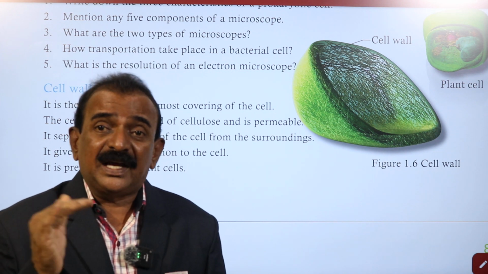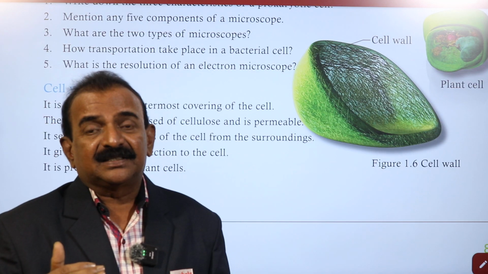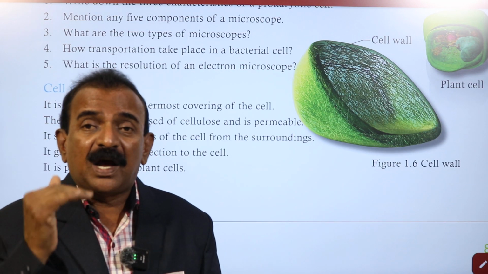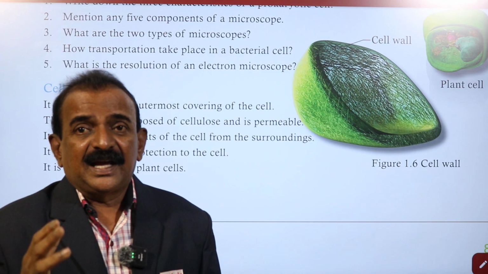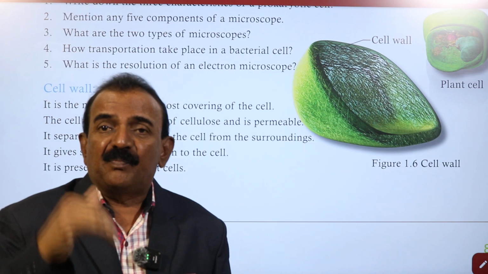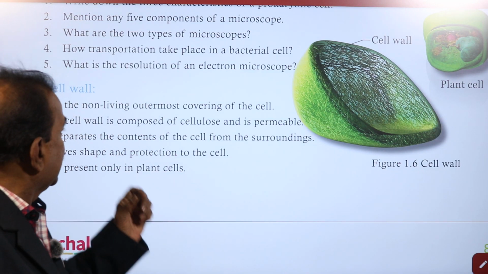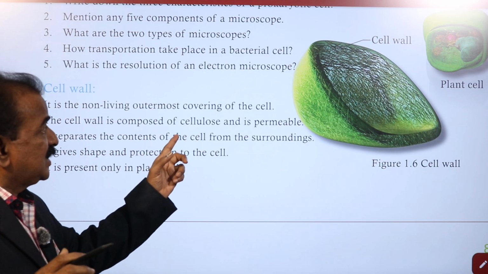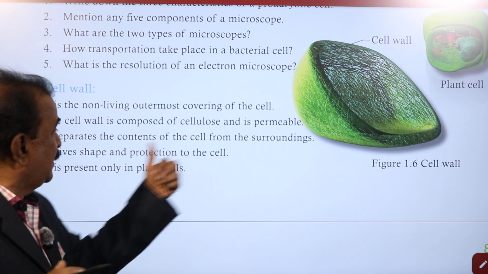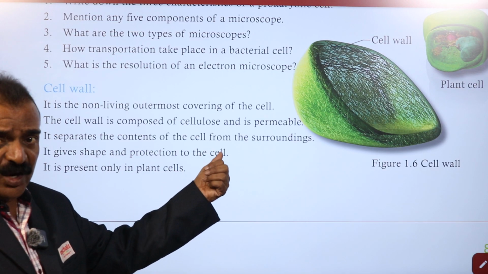The cell membrane acts as a semi-permeable membrane, and the cell wall also allows certain substances to get into the cell. The cell wall gives rigidity, and it is a protective layer protecting the inner components of the cell, and that is the difference between cell wall and cell membrane. Again, you see, the cell wall is composed of cellulose and so it is permeable, and it separates the contents of the cell from the surroundings.